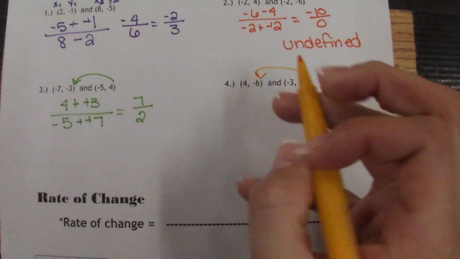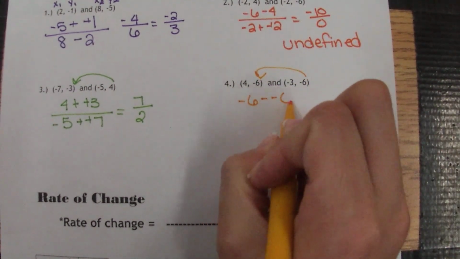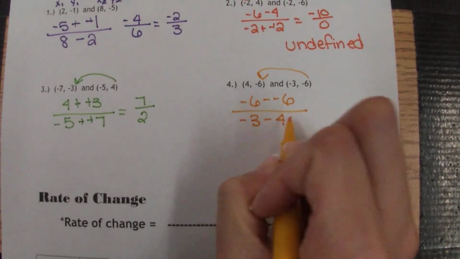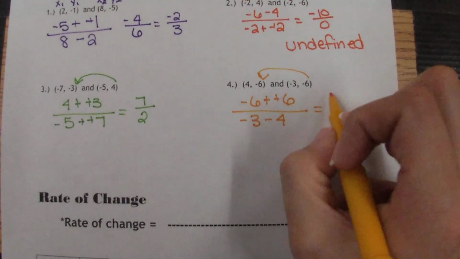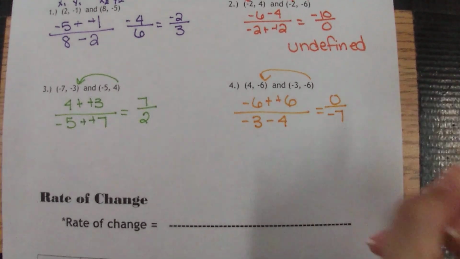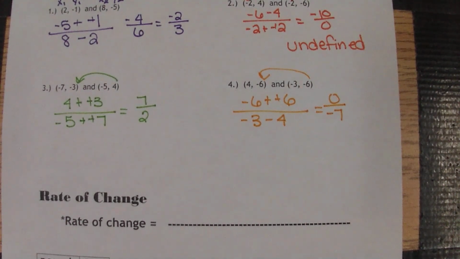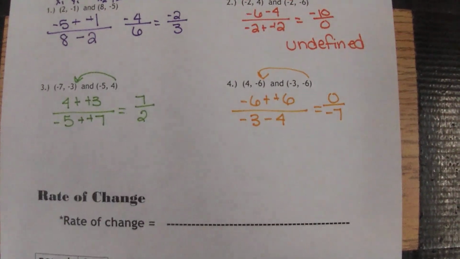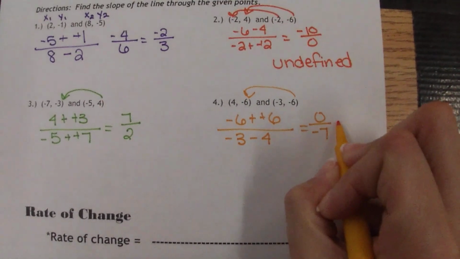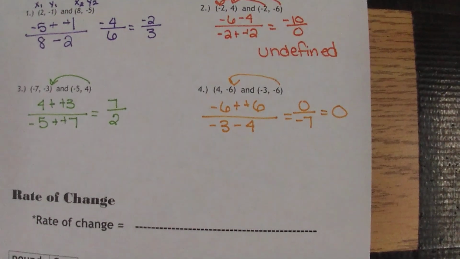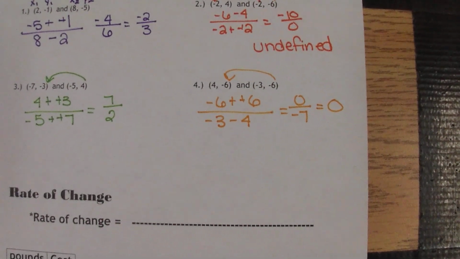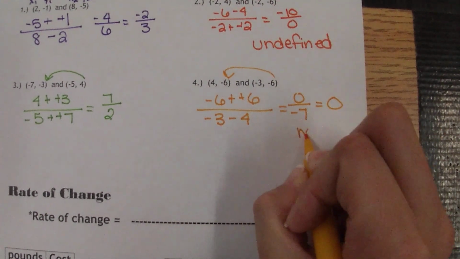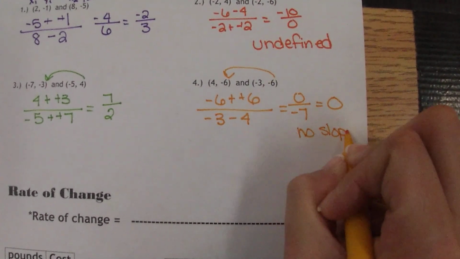Number 4, we have -6 minus -6 over -3 minus 4. Okay, so now we have 0 on top. And when we get 0 on top, we're doing 0 divided by -7. Okay, and 0 divided by -7 is 0. So this is our slope of 0. We could write the number 0. We could say 0 slope, or we could say no slope.